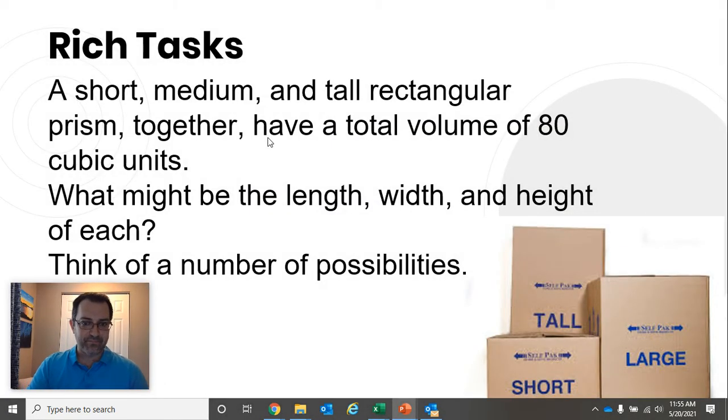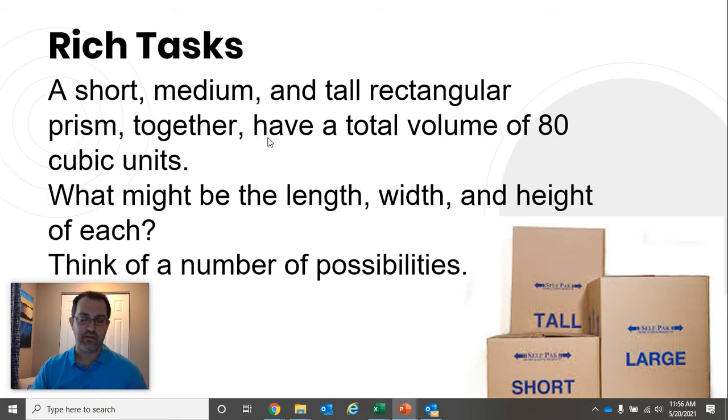Here's another one. Found this off a website. I kind of liked it, though, having to do with volume of rectangular prisms. So you have 3 different rectangular prisms. The total volume is 80. What could the length, width, and height be? This one isn't quite as low floor, I don't think. It's a little bit harder to get into, but lots of extension possibilities, right?